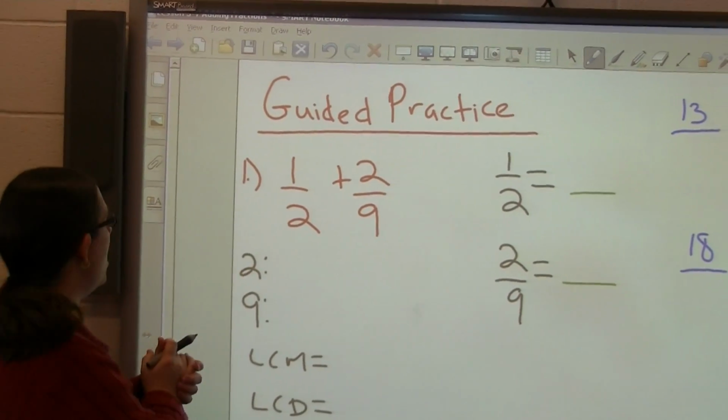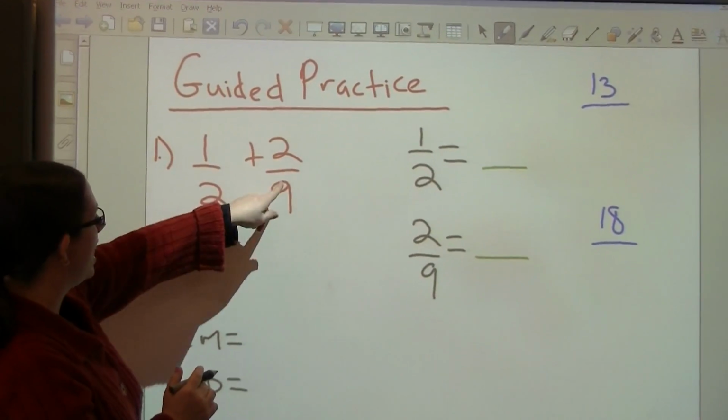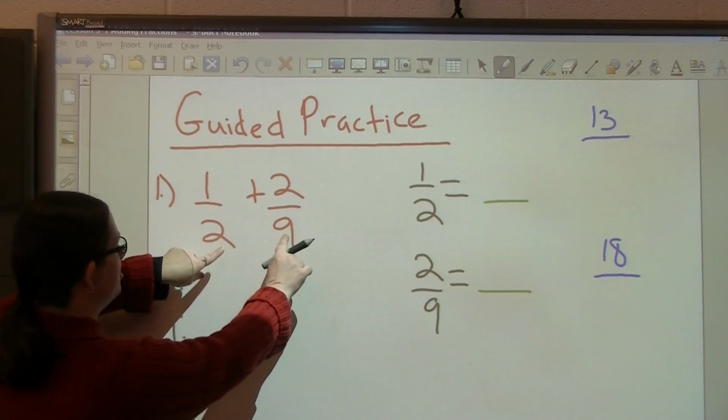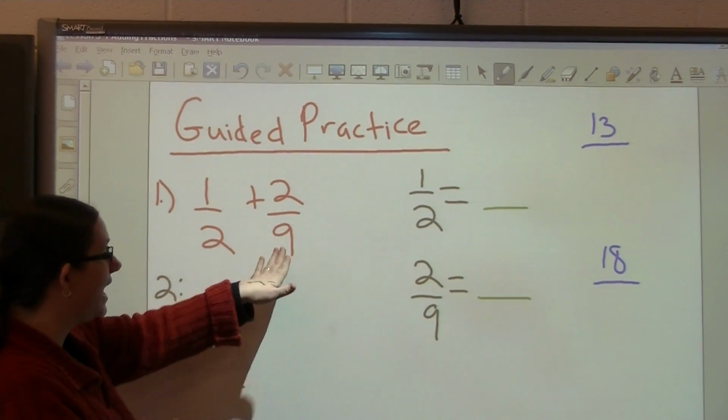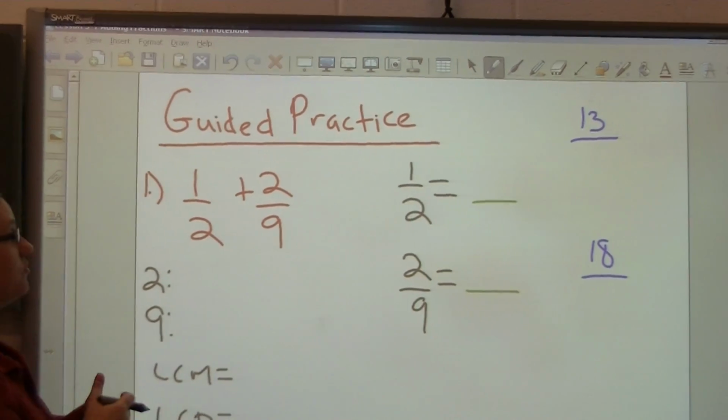Okay, number 1, you have 1/2 plus 2/9. When you're adding fractions, your denominators have to be the same before you add them. So since we do not have a common denominator, that's our first step, to find one.